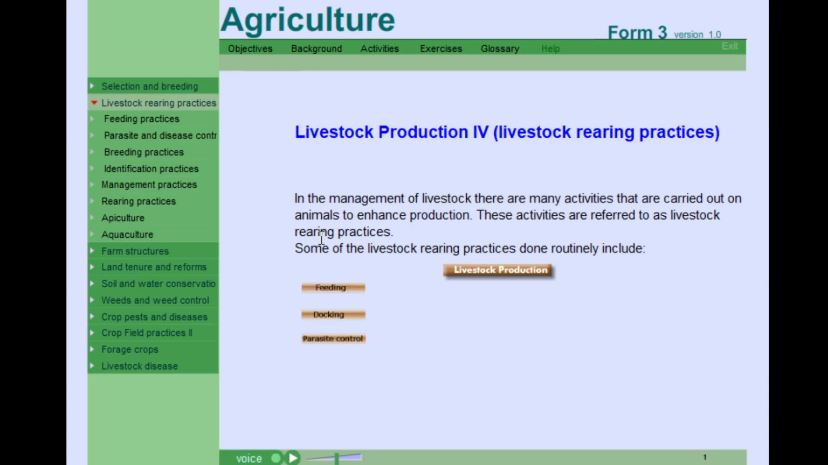Introduction. In the management of livestock, there are many activities that are carried out on animals to enhance production. These activities are referred to as livestock rearing practices. Some of the livestock rearing practices done routinely include: routine is a fixed or a regular way of doing something.